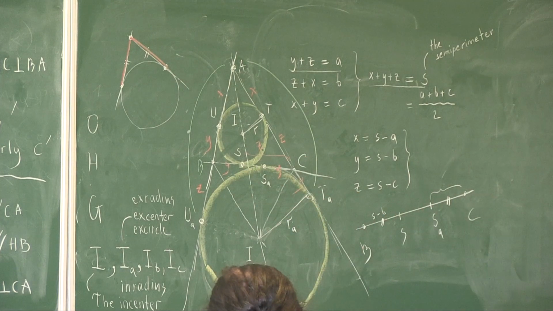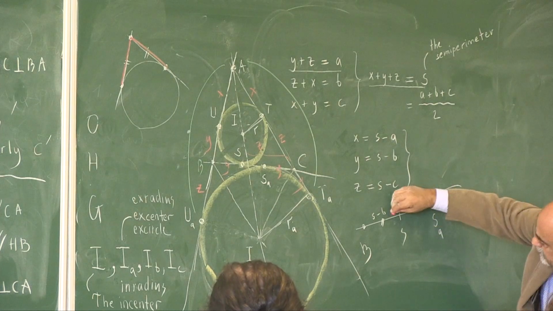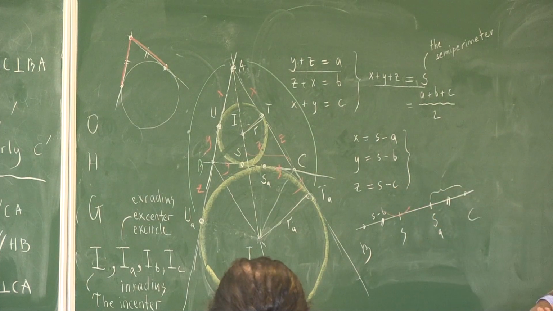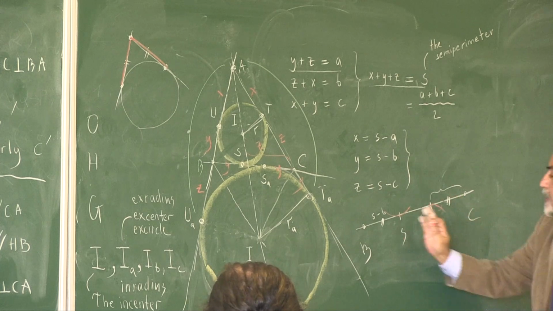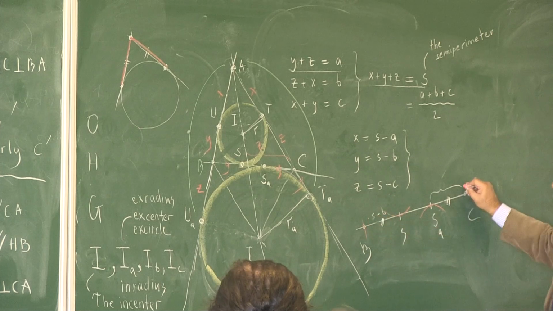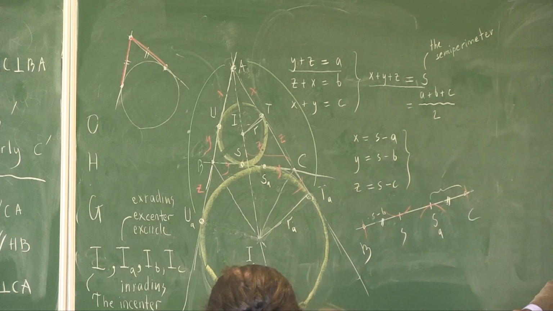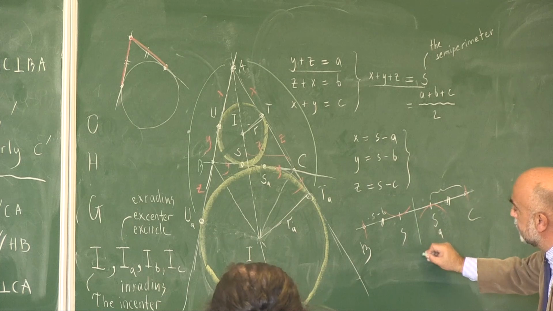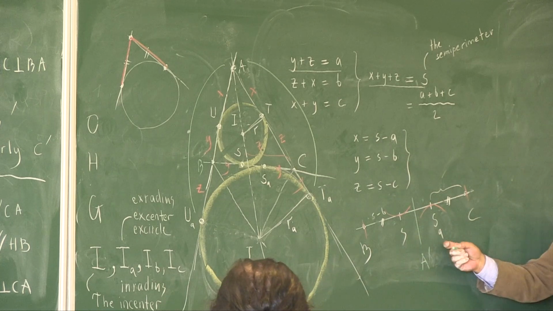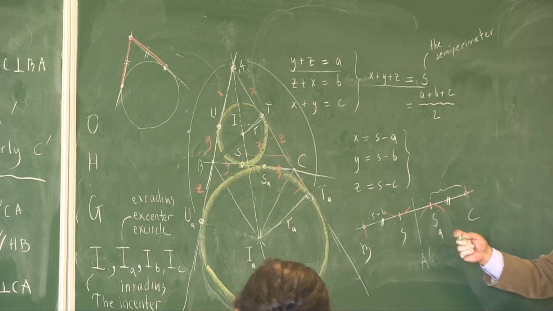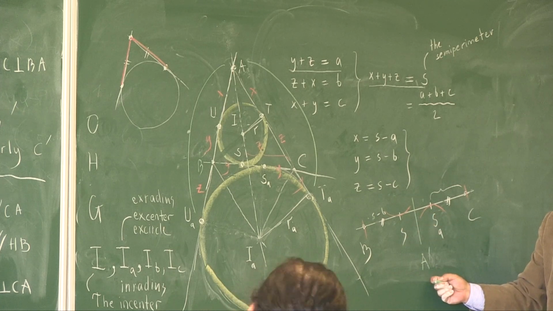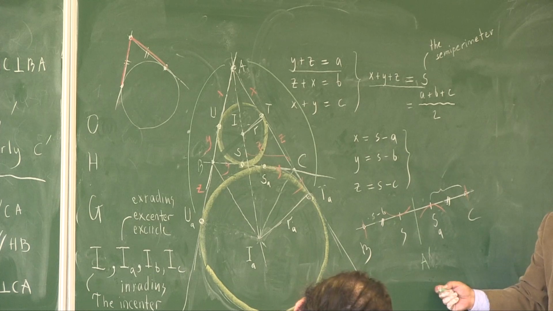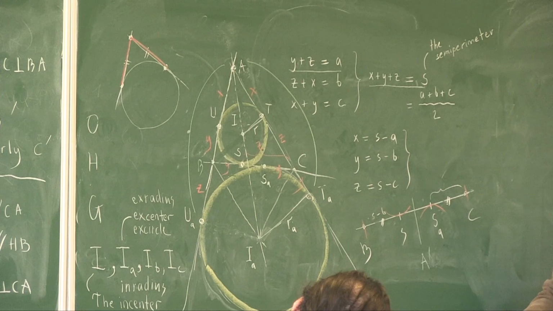So the point of tangency of the internal incircle and the point of tangency of the excircle are points on the line segment BC which are symmetrically situated with respect to the very midpoint. This is important. They are symmetrically situated with respect to the midpoint of the line segment. Now this is a theme which will recur and recur. Okay, so that's what I would like to start.